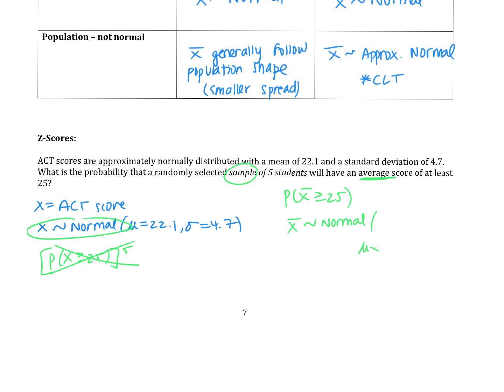We know that the mean of X bar is equal to the mean of the population. So the mean of X bar then is 22.1. And the standard deviation of X bar is the standard deviation of the population over root n. So in our case, the standard deviation is 4.7 over the square root of 5. Now it's just a regular normal problem. I'm looking for the probability of being at least 25 with this mean and that standard deviation.